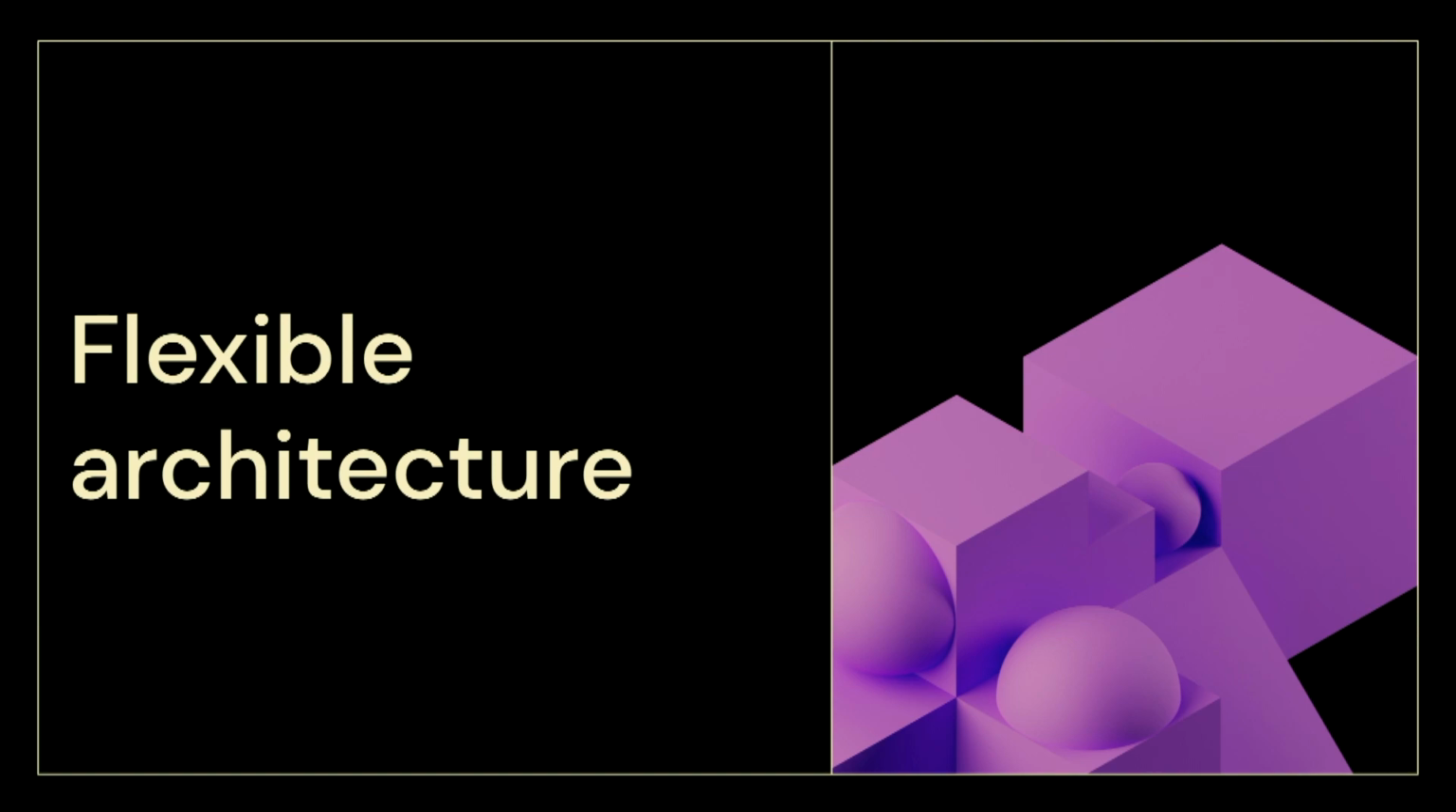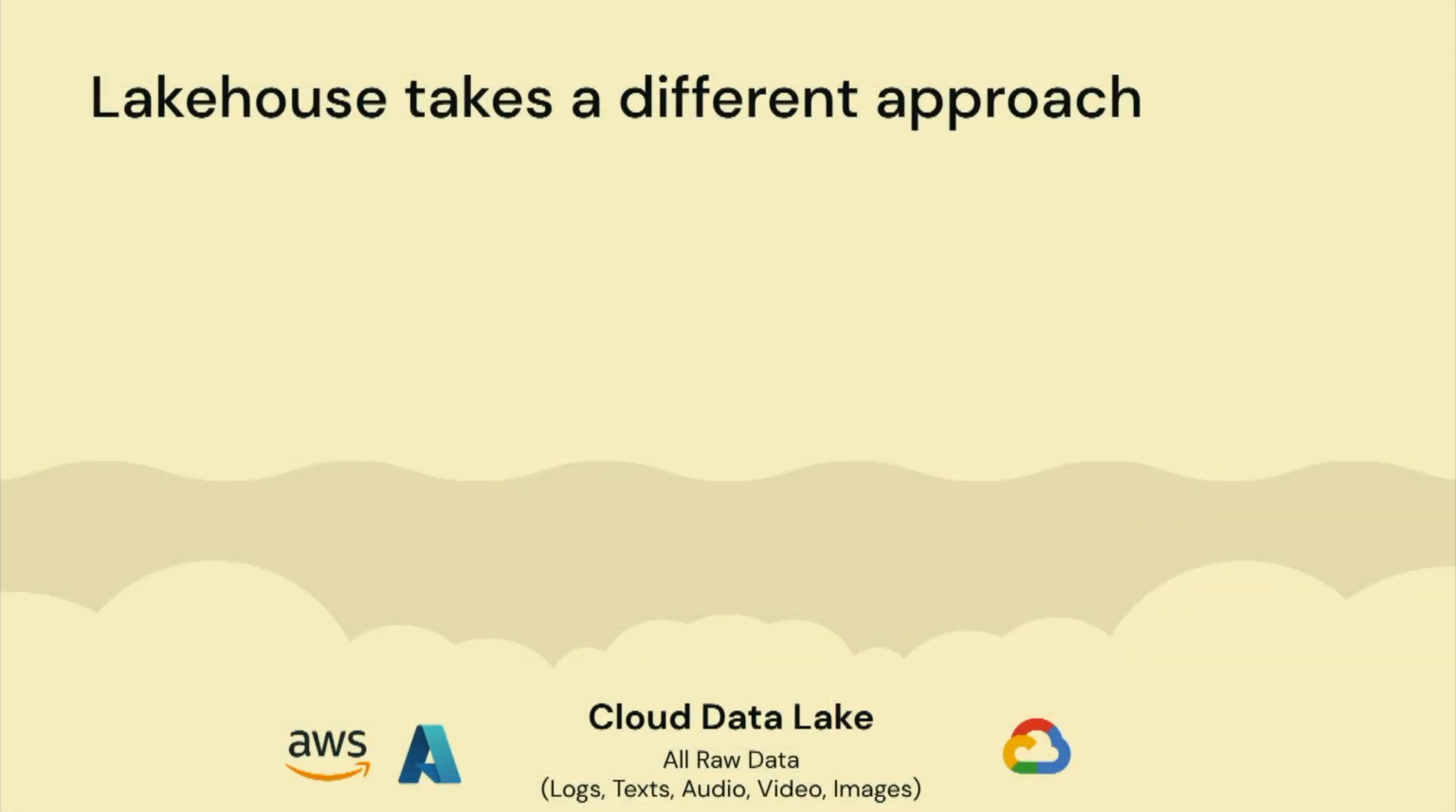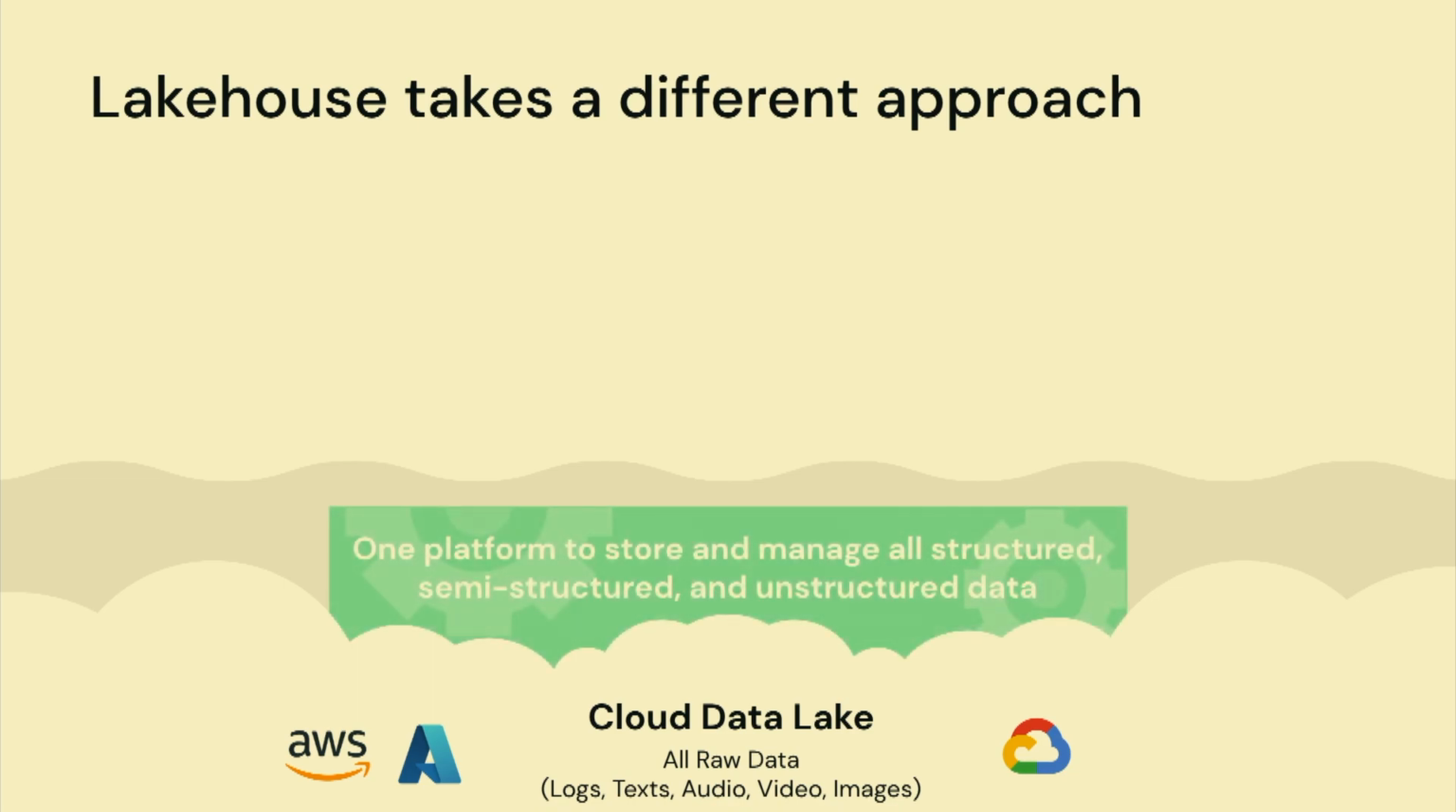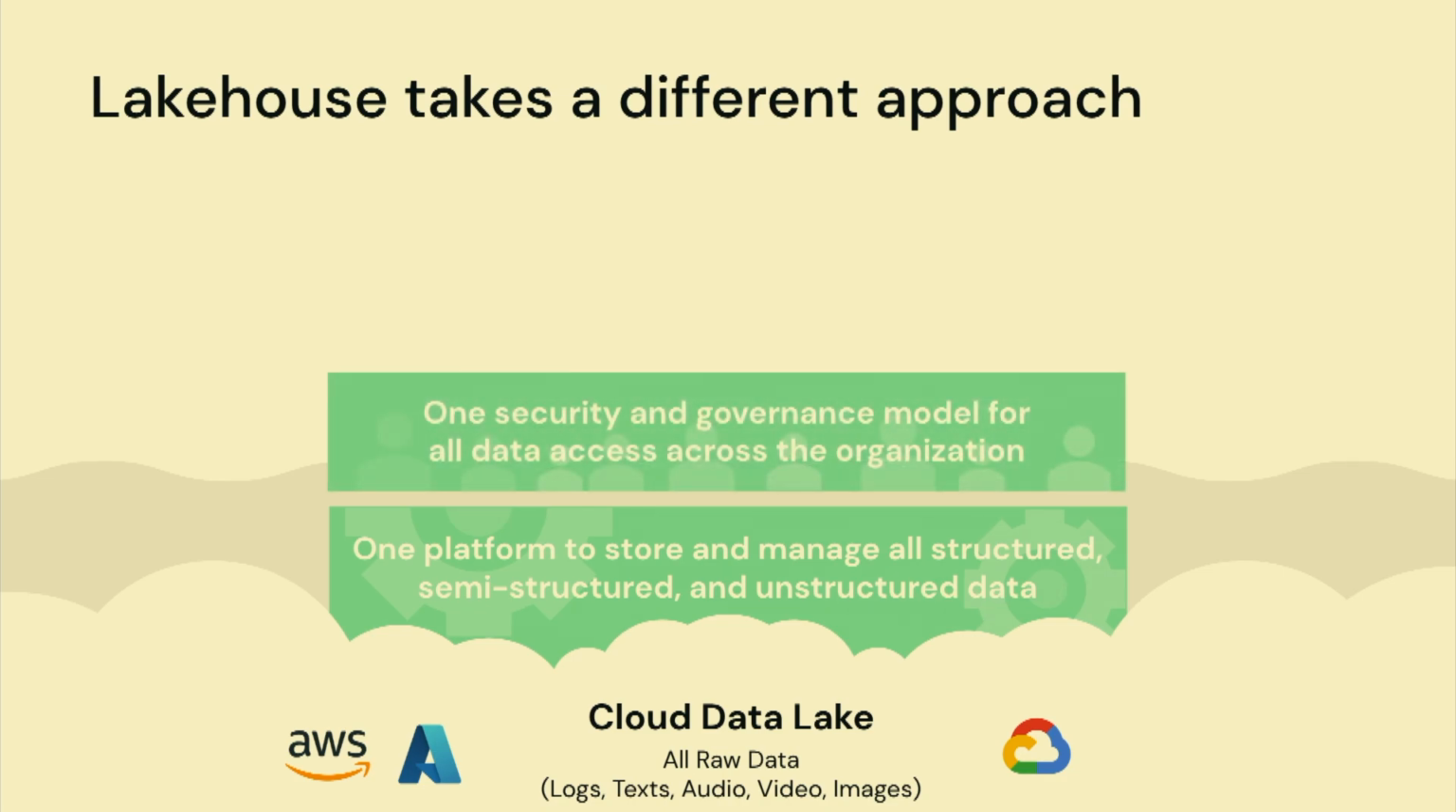So we're going to talk about some things about flexible architecture. A little bit on the lakehouse, if we got a level set here for some people, you never know. So basically, starting with the raw data on the lake, having a single platform to manage all the structured, semi-structured, and unstructured data. Super key, though, having one security and governance model.